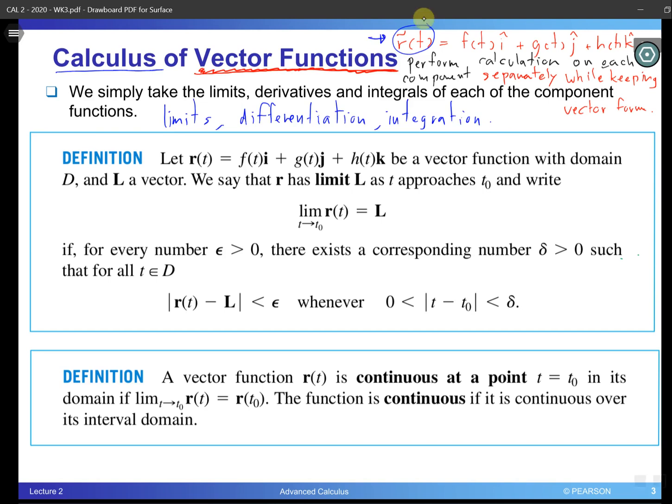All right. Same for differentiation. If you want to find the first derivative of this r(t), then you find the first derivative of each component separately, and in the end keep the vector form. Same for integration. All right. So I give you this tip right here. That's all you need to know when it comes to the calculus of these vector functions.